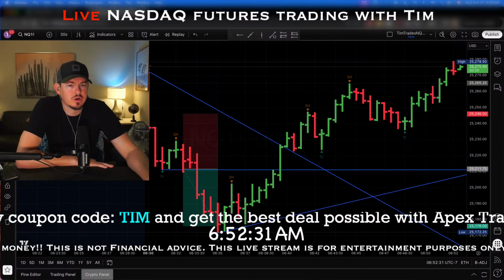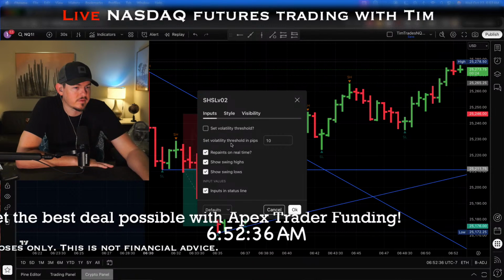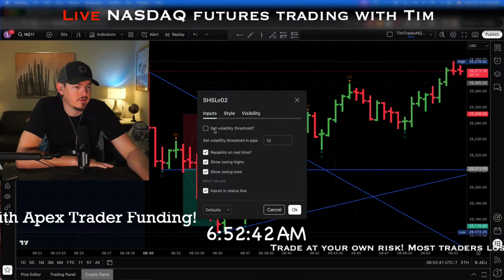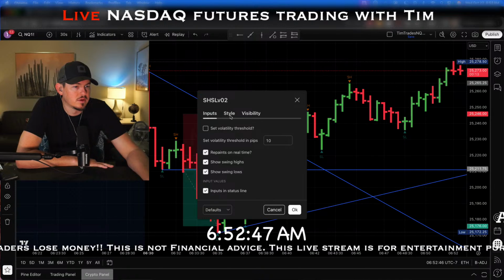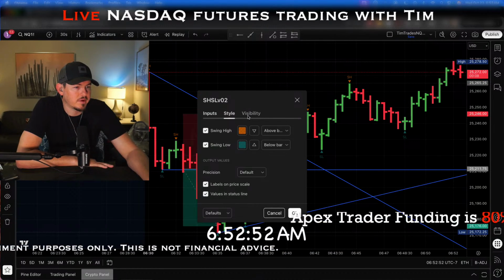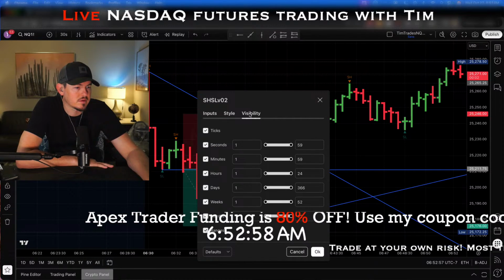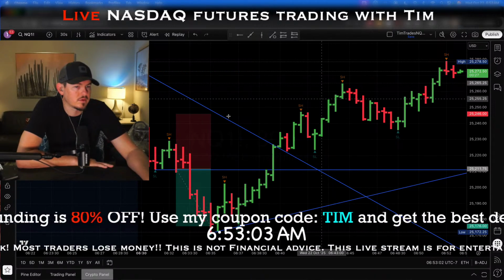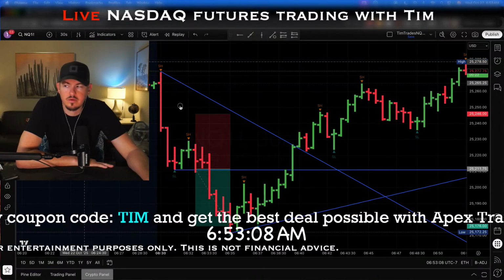Okay, once that's on your chart, the settings I think are standard. Volatility threshold in pips is 10. Don't know if that matters because I don't have it set for volatility threshold. Style doesn't matter. That's just the appearance. Visibility. I think this is all standard. So you get the mark. So you don't look at any of these other.